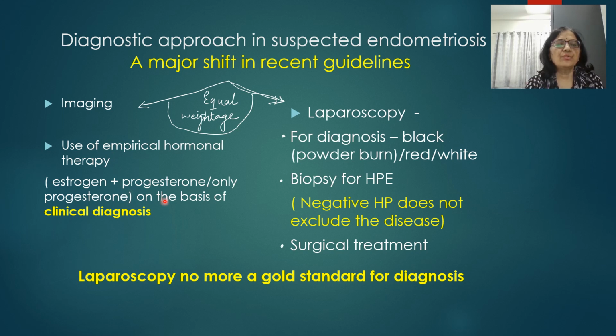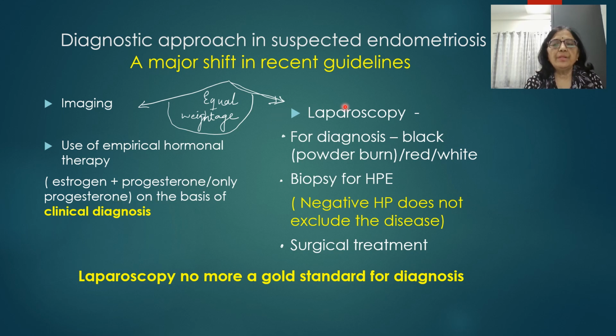where we can use estrogen progesterone combination or only progesterone can be given on the basis of clinical diagnosis. Whenever we suspect clinical diagnosis, we have two options, and we should discuss with the patient either to go ahead with imaging and, whatever the imaging result, positive or negative, to use empirical hormonal treatment, especially estrogen progesterone combination, or only progestogens can be given.